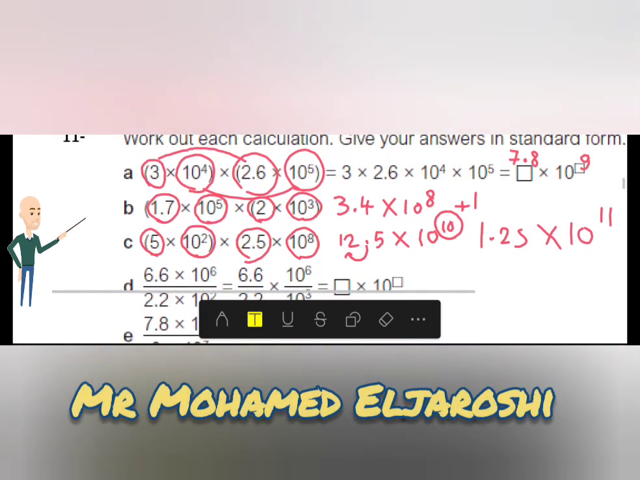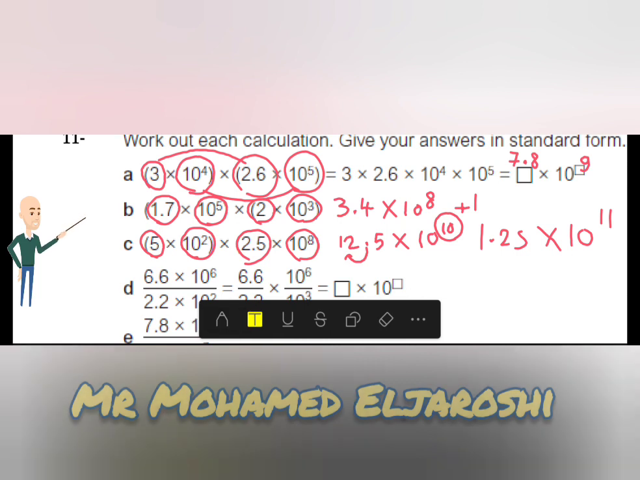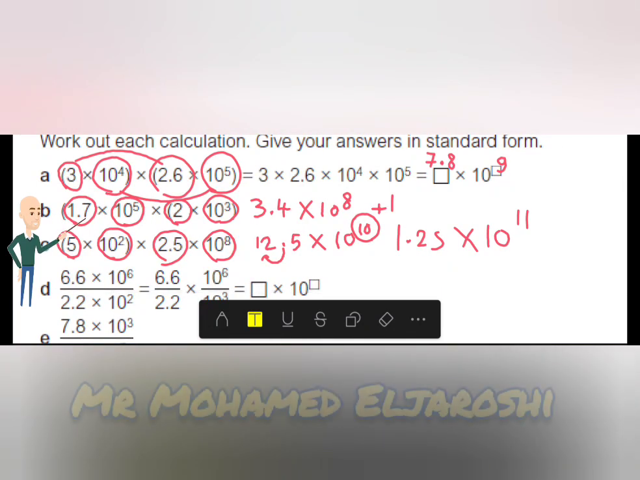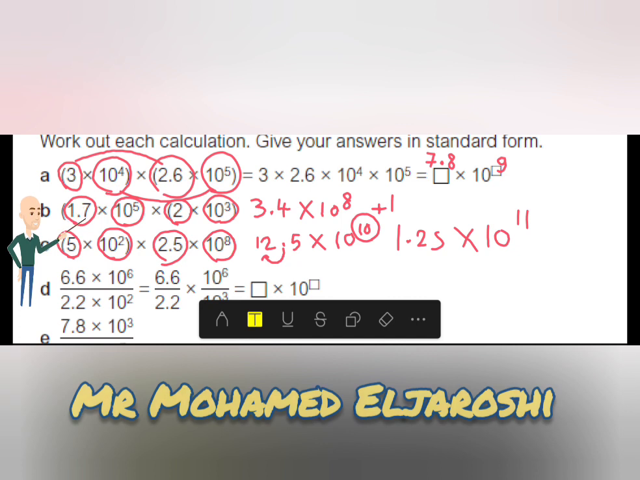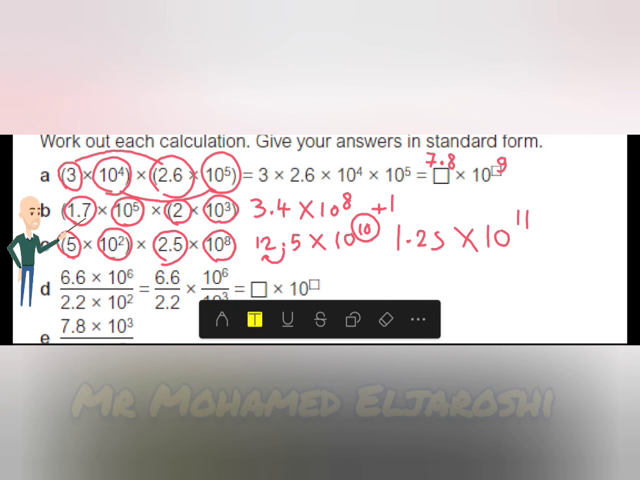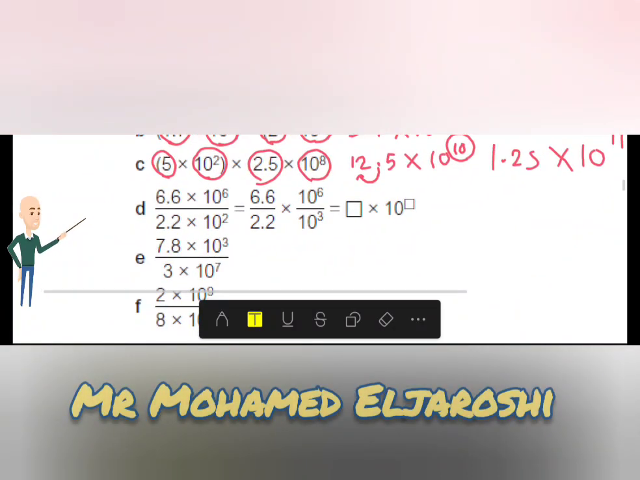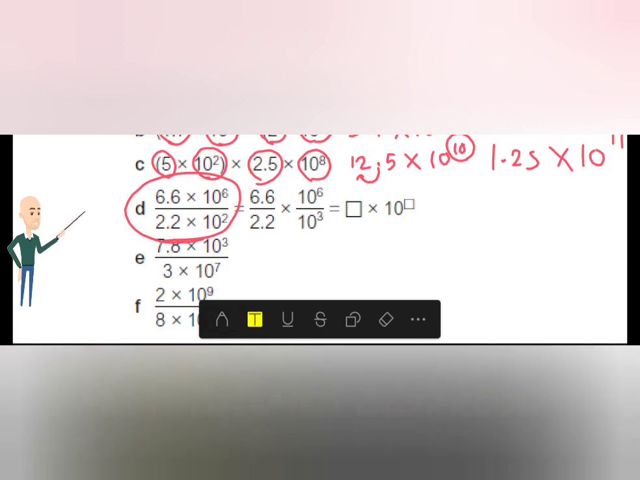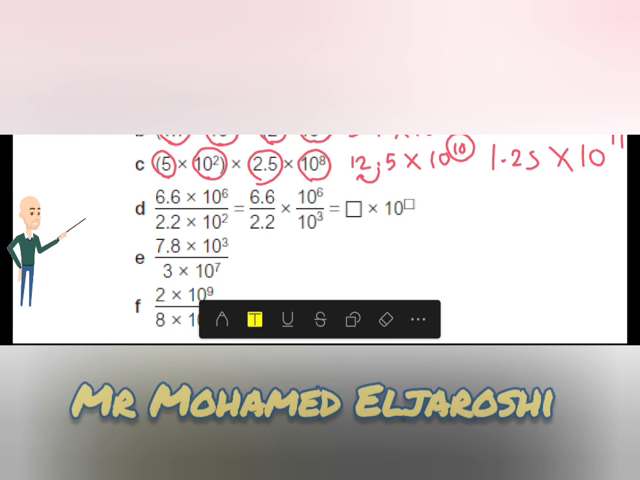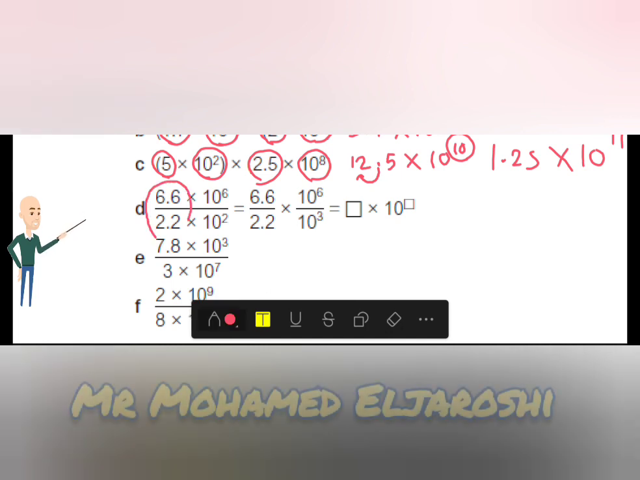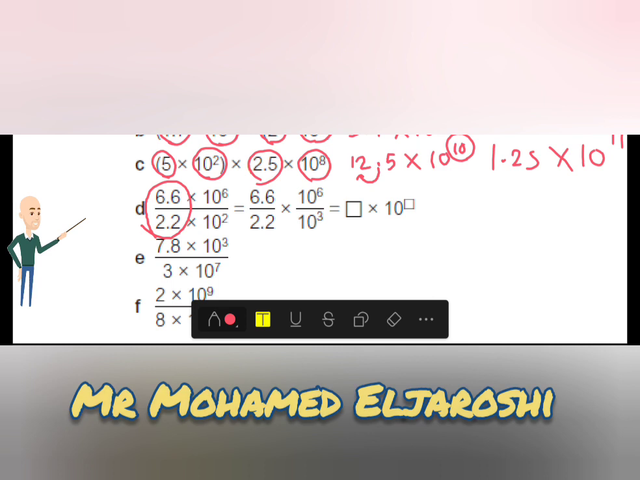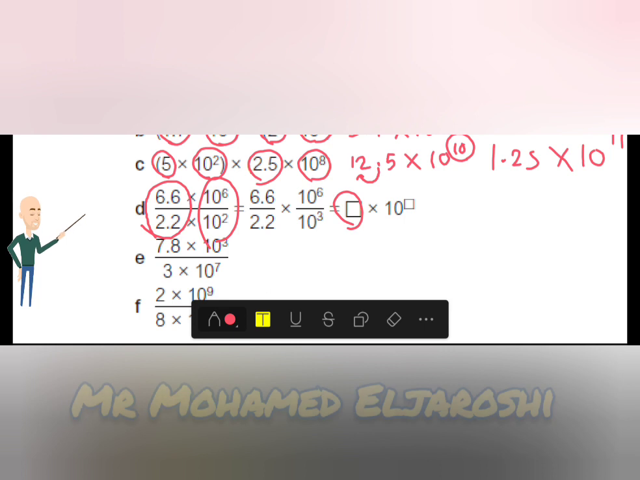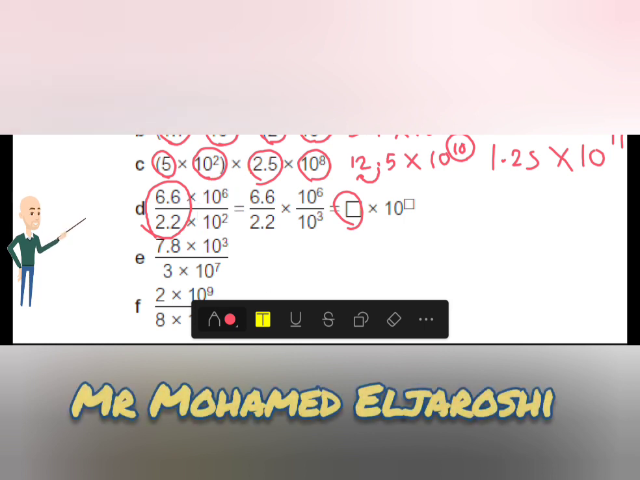So the same idea. If my answer is in standard form, I will leave it. If it's not, I'm going to change it and see what happened to the decimal point and add or subtract 1 from the powers, depending on the movement. Now, let's take a look at question D here. In question D, we have division. Same idea, but we have division. So what am I going to do? The same thing, I'm going to divide these numbers alone and put the answer, and then divide the tens with the powers, and then subtract the powers. That's the idea. Now, let me do it with my calculator here.